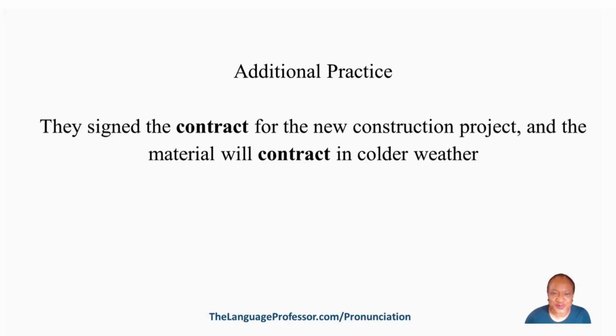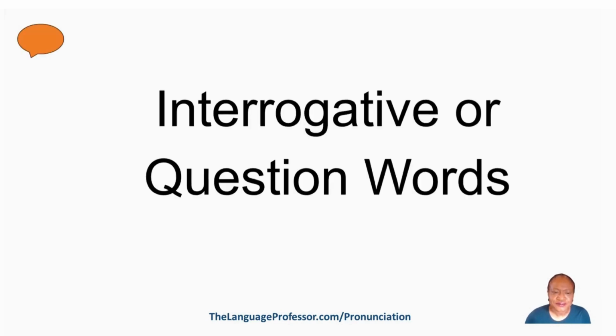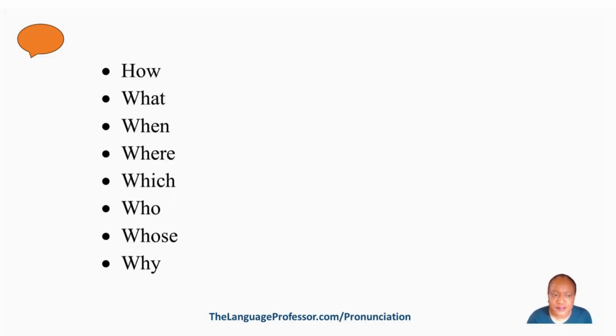So how did you do? Okay, let's continue on. We're going to learn about interrogative or question words. We often stress these as well, but they don't have as much stress as the main content word or the noun, but we do stress them over the other function words. So what are these interrogative or question words? They're how, what, when, where, which, who, whose, and why.